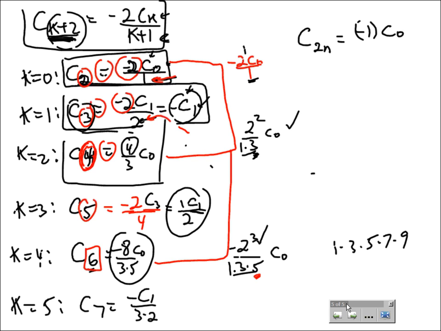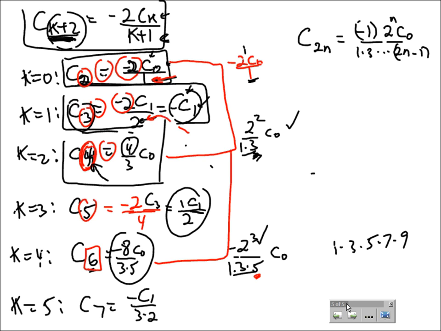That's the oscillating times C0. Then we have 2 to the n times C0. And in the bottom, I have the odd numbers up to 1 before the subscript. When the subscript was 4, I stopped 1 before. There's 1 times 3 all the way up to 2n minus 1.